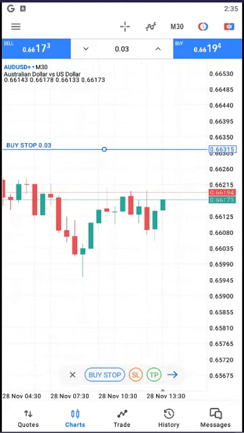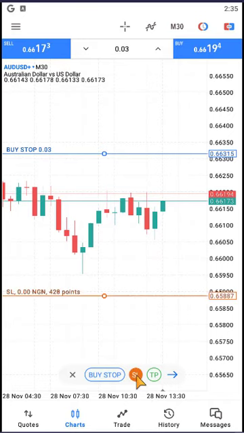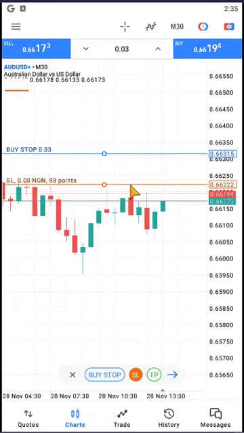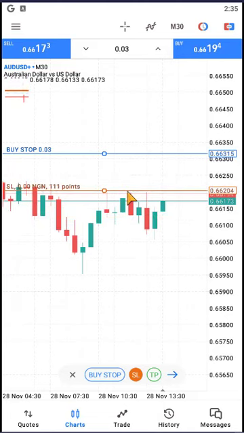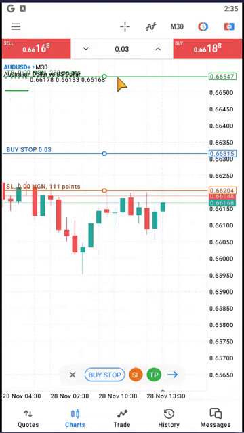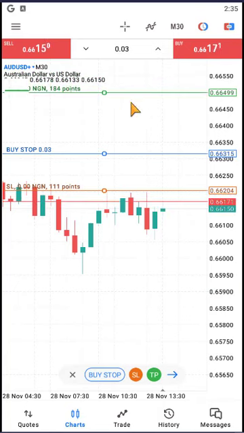Then, of course, I would like to set my stop loss, right? So I will just click on stop loss here. Stop loss will appear. So I would like to put my stop loss somewhere here, right? Somewhere here. Now, of course, I would like to set my take profit somewhere above. So the same thing, take profit always bigger than the stop loss. Don't forget, take profit always bigger than the stop loss, right? So this is what I would like to do.